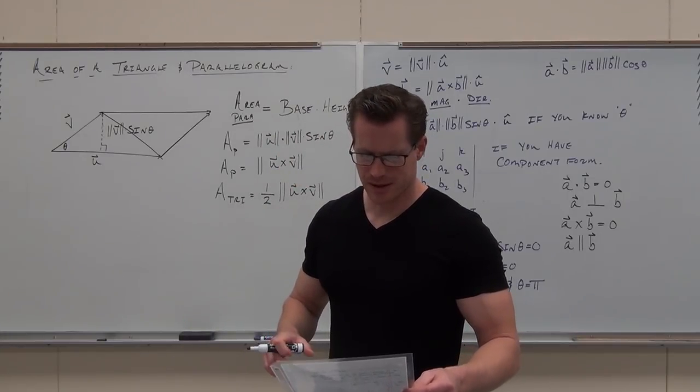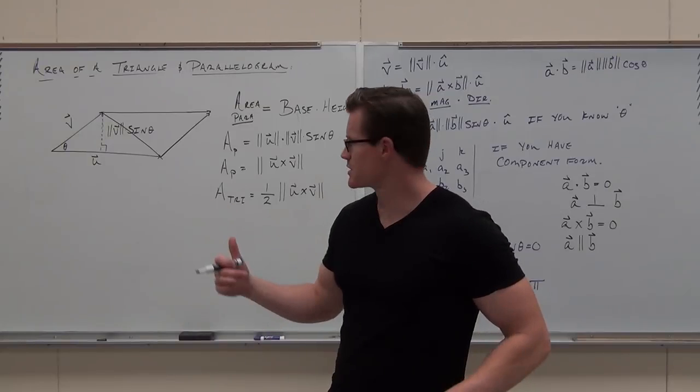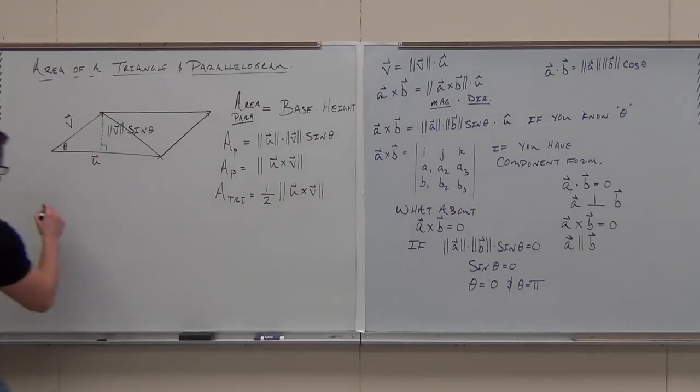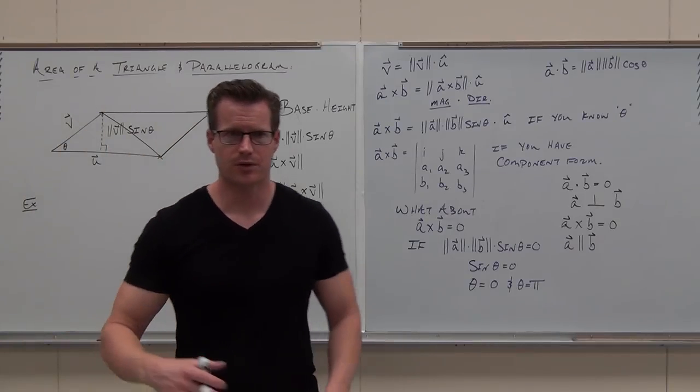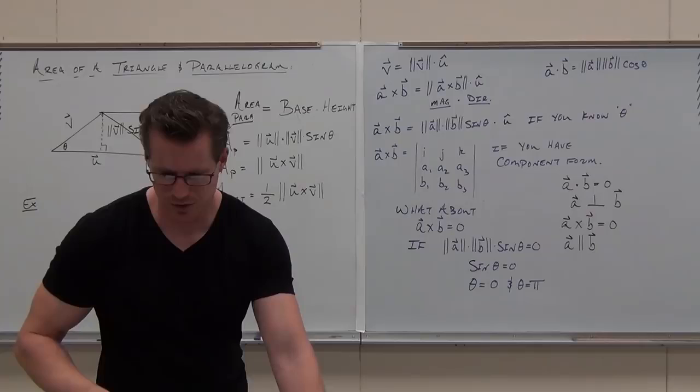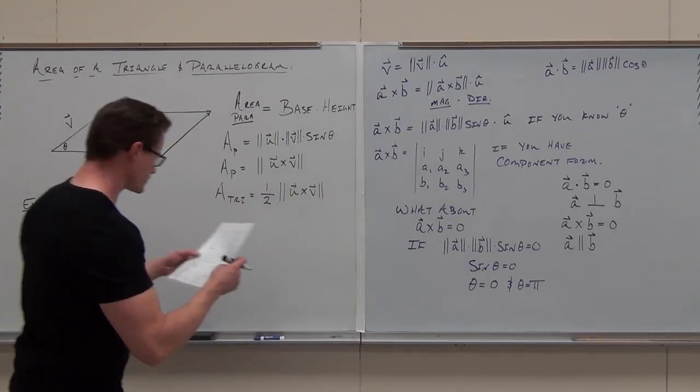That's pretty much it. I want to talk about this example, the area of a triangle, but that's not too bad as long as you know how to do the cross product. So let's put this together. Run through an example. It should be pretty straightforward, and then we'll talk about volume of a prism.